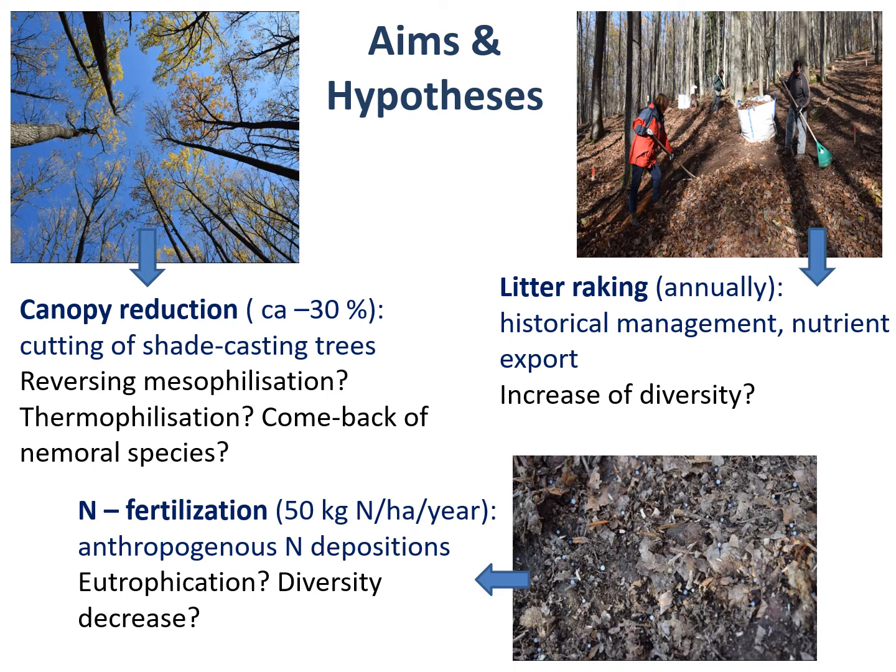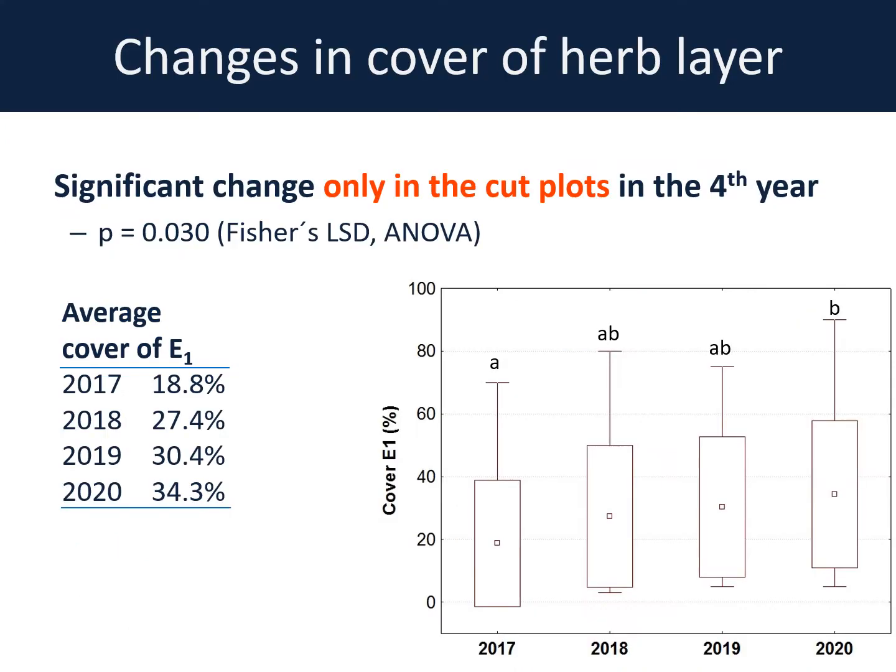Canopy reduction and cutting of shade-casting trees resembles the past structure of open oak forests. We expect thermophilization, reversing mesophilization and restoring of neutral communities. Litter raking also simulates higher export of biomass and nutrients in the past, and it counteracts eutrophication. Here an increase of diversity is expected; as opposite, a negative impact is expected in fertilized plots, including an explosion of ruderal species in cut plots.